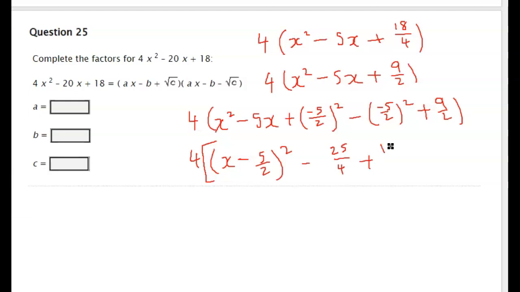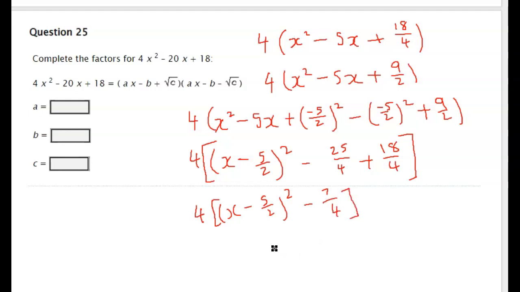So all I'm doing is adding 18 on 4. I know I simplified it here, but I'm now realizing that I have to go back to 18 on 4 for me to be able to add these together. So they've got the same denominator. And then I'm just going to finish off that bracket. So the 4 stays there. We've got x minus 5 on 2 squared. Okay, so that stays. Then I've got negative 25 on 4 plus 18 on 4. So negative 25 plus 18 gives you negative 7.